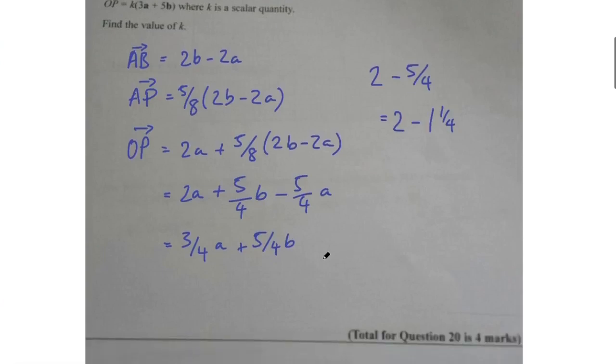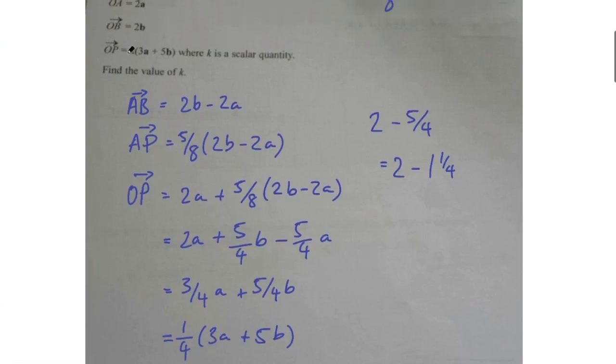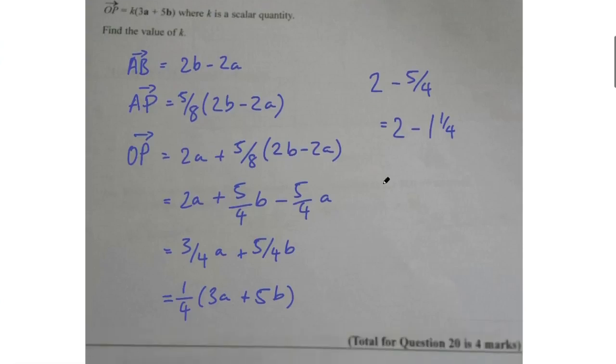And then I can factorize out the common factor. Can you see the common factor of this expression here? It is a quarter. So if I take a quarter out of 3/4, I'm left with 3, so 3a, and a quarter out of 5 on 4, I'm left with 5b. And so now I can say OP is a quarter times (3a plus 5b), and we were looking for that factor there. So here I can say that k equals a quarter. And that was a question worth 4 marks.